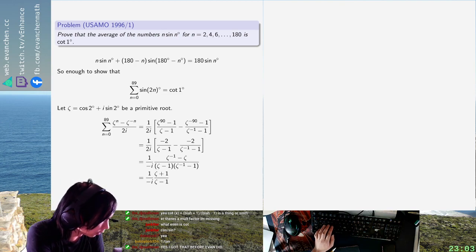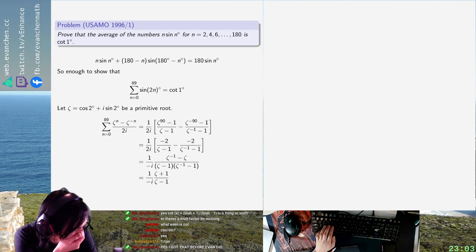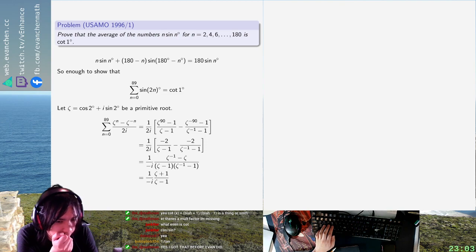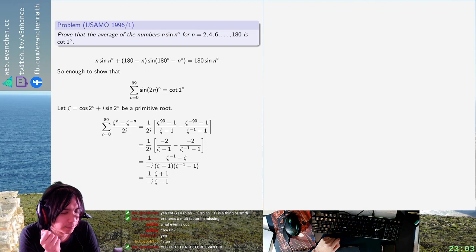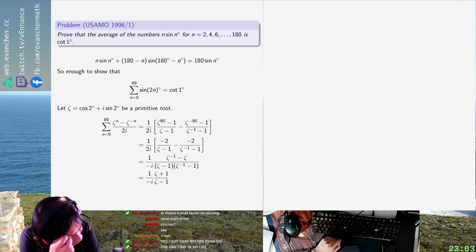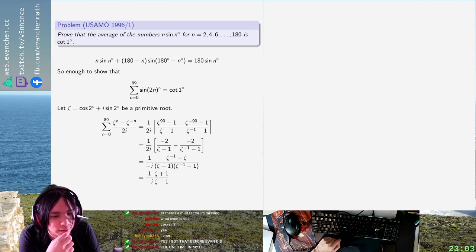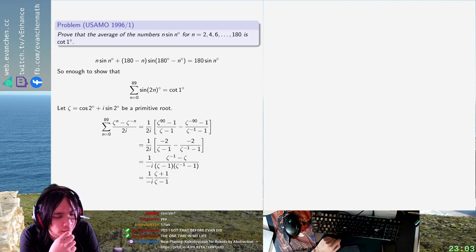N degrees. Okay, so now we're going to do what we always do, which is let zeta be a primitive root. Let zeta equal cos 2 degrees plus i sine 2 degrees. And okay, this has to work, right? So the sum from n equals 0 to 89 of zeta to the n minus zeta to the minus n, over 2i, should be equal to what we want. Let's just compute it. This should be easy.